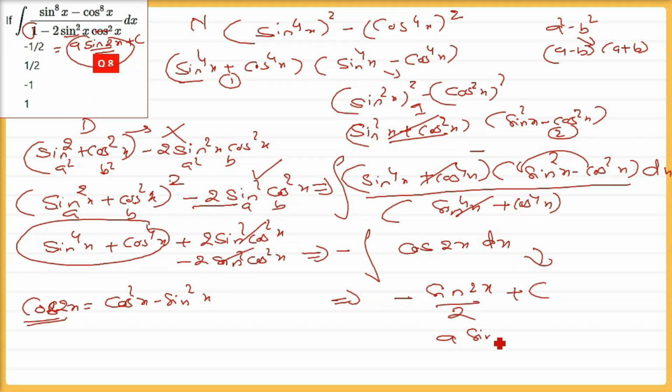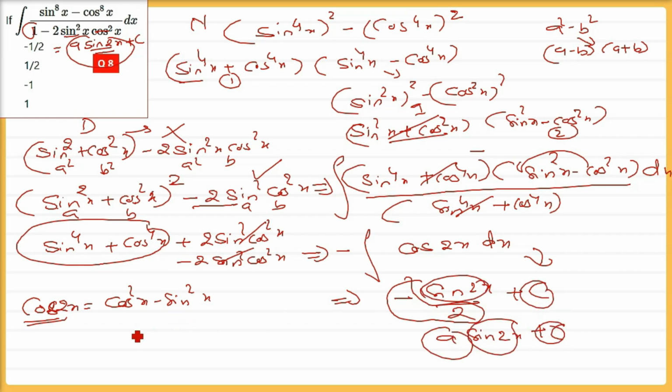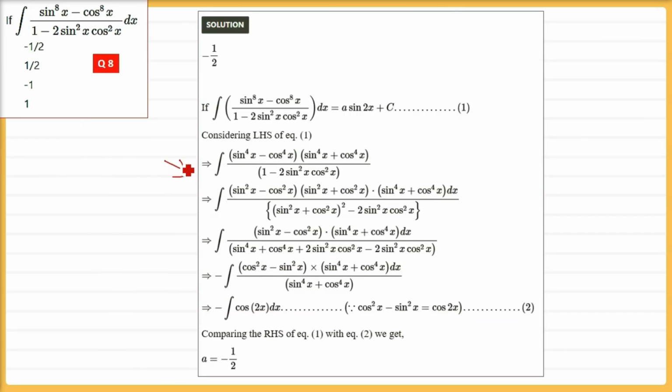Let's equate it with the question. A sin 2x plus constant of integration. What you see here, minus 1 by 2 is equating to A, sin 2x is already there, C is already there. So from here, A is equal to negative half, which is the first option here. So this is how you're going to do this. It's a good question. And A equals negative half is the correct answer in this case.